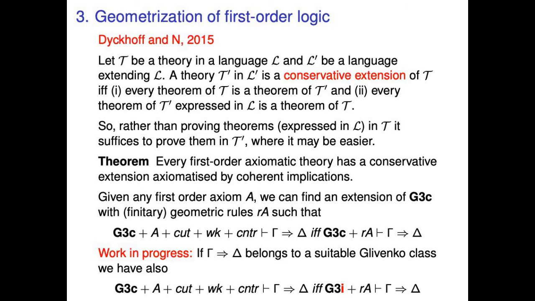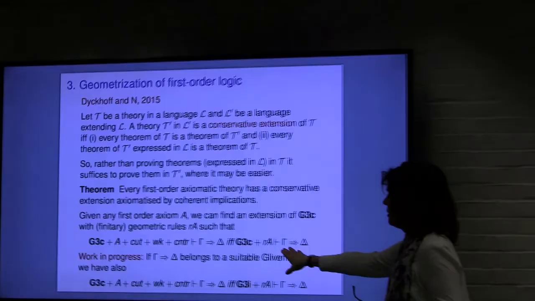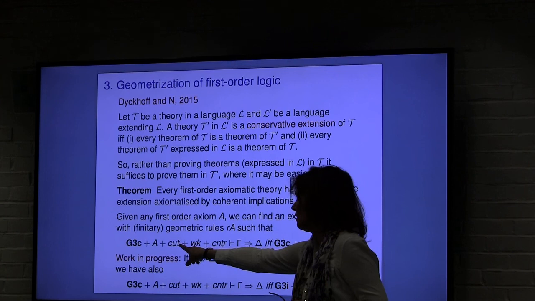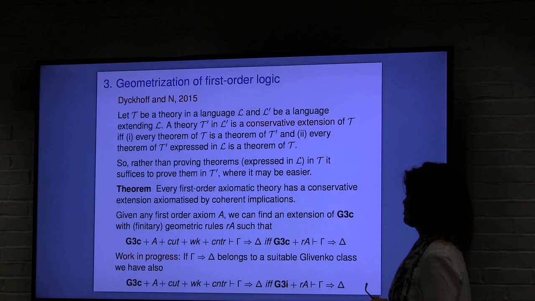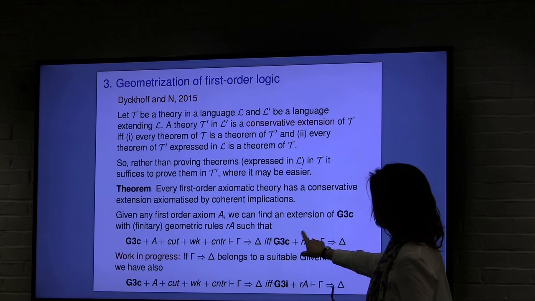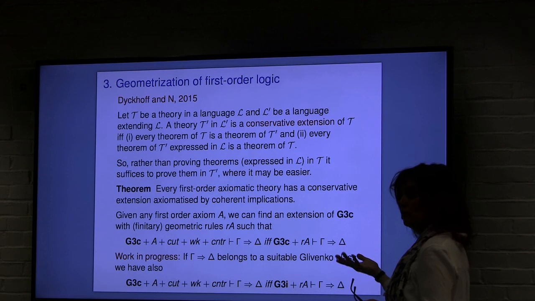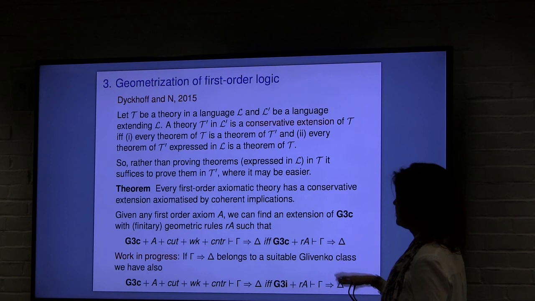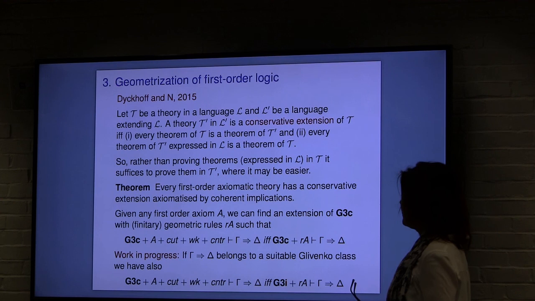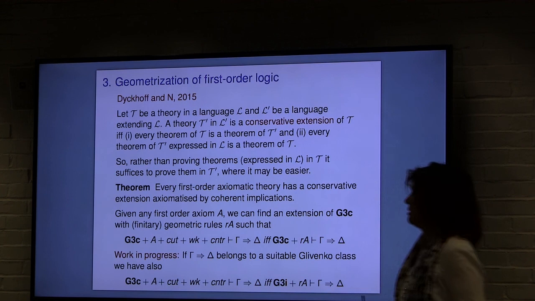So what this means in practice is that if we have a first order axiom, we can find a rule extension of the classical calculus, an extension with geometric rules, such that the extension with geometric rules derives the same things as the calculus with the axiomatic extension plus the structural rules. So if we have this result, since this RA is a set of geometric rules, if the Gamma and Delta belong to a suitable Glivenko class, we also obtain an extension of the conservation results for an arbitrary theory axiomatized by first order axioms.